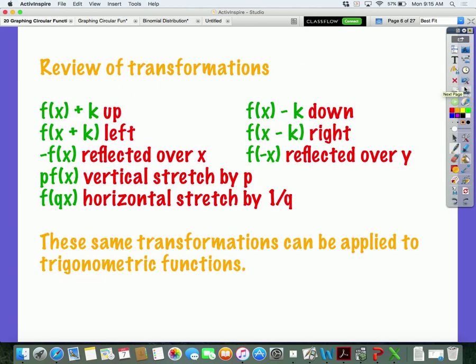To refresh your memory, when you're adding on the outside of the original function, remember f of x represents your original function, you're going up; subtracting, you're going down. If it's on the inside, you're moving left or moving right. If there's a negative on the outside of your function, you're reflecting it over your x-axis. If the negative's on the inside, you're reflecting over your y-axis. And of course, do not forget your vertical and horizontal stretches. Again, these same transformations can be applied to trigonometric functions.